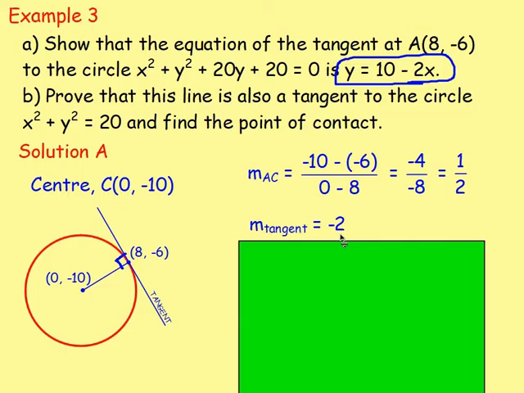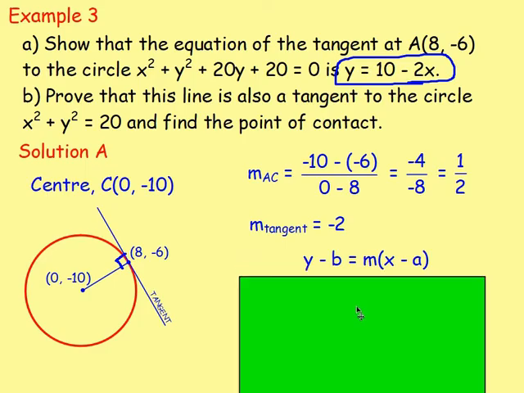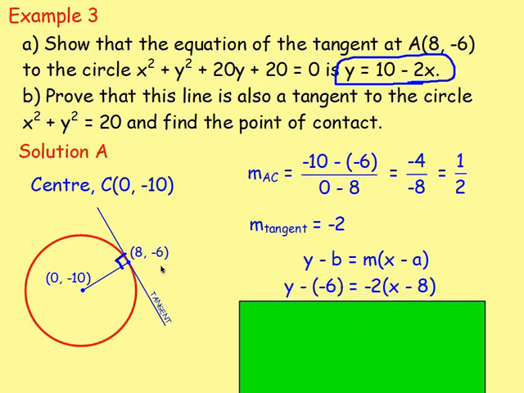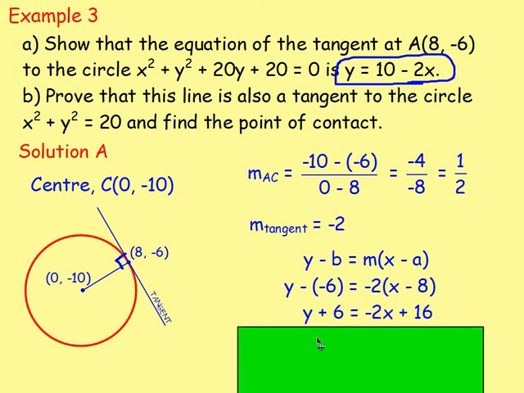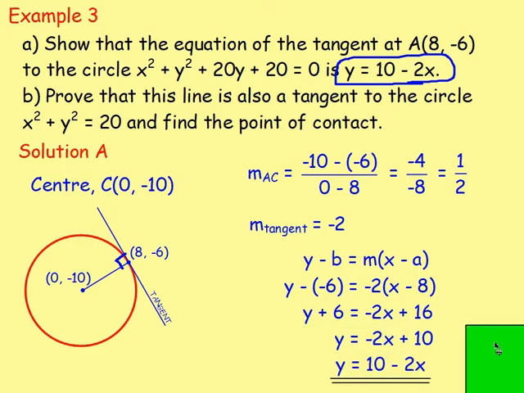From there, we've got the gradient, you know it's negative 2. You know the point is 8, negative 6, so you can use the equation y minus b equals m bracket x minus a, using the point of contact and that gradient. So you'd have y take away negative 6 equals negative 2 bracket x take away 8, which would become y add 6 is negative 2x plus 18, and subtract 6 from both sides, you'd have y equals negative 2x plus 10. Obviously though, we are asked to prove the equation is y equals 10 take away 2x, so you may wish to just write it in that form to finish off. Y equals 10 take away 2x.